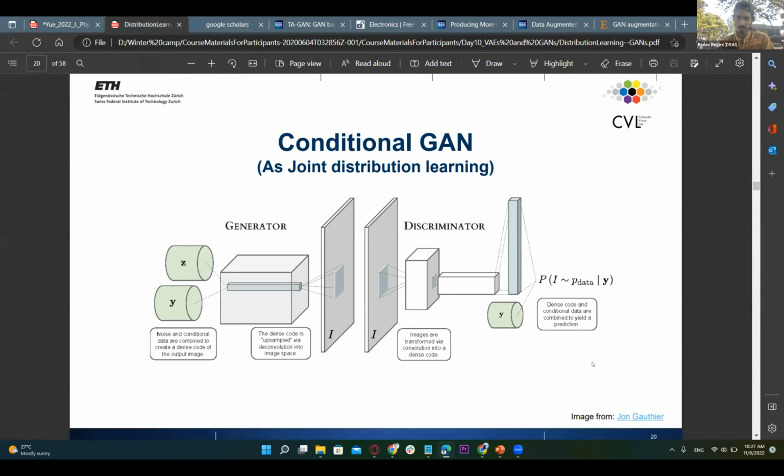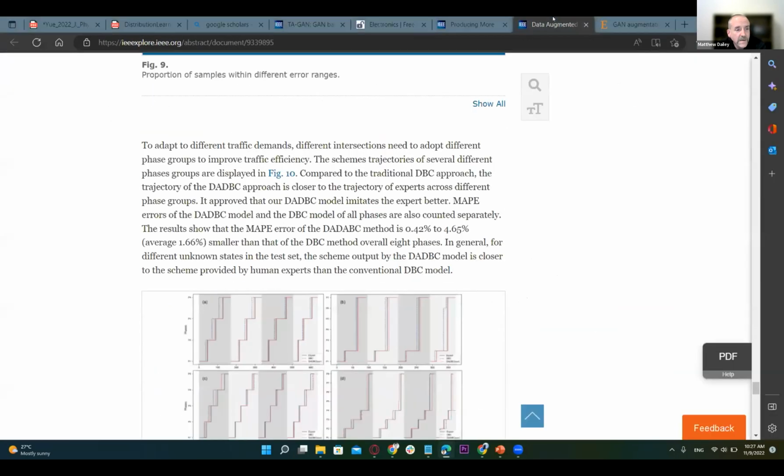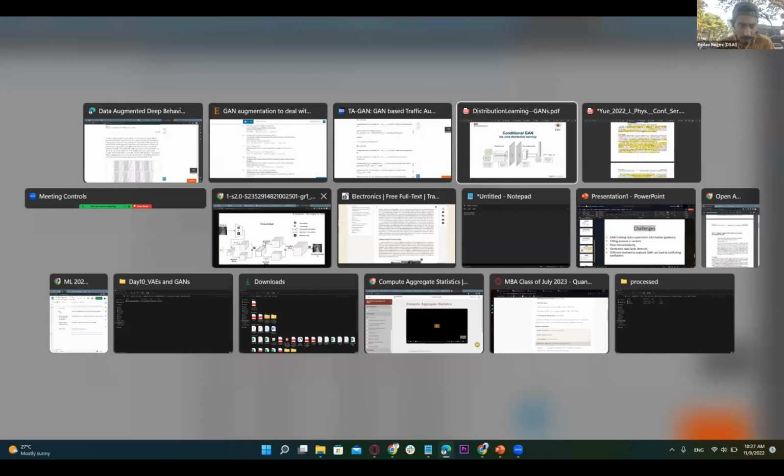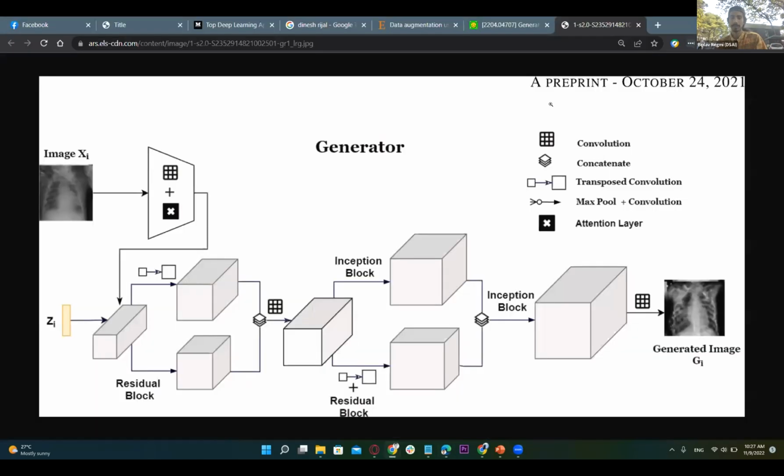Can we see the model again though? Yeah, Professor. Okay. That's right. So the generator.